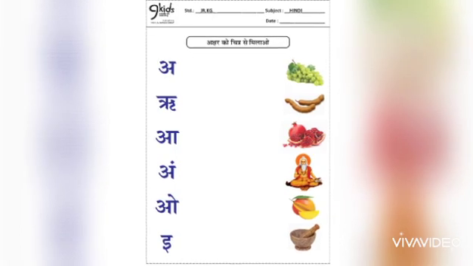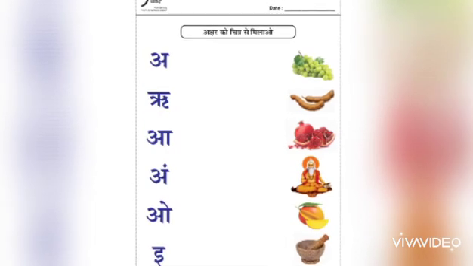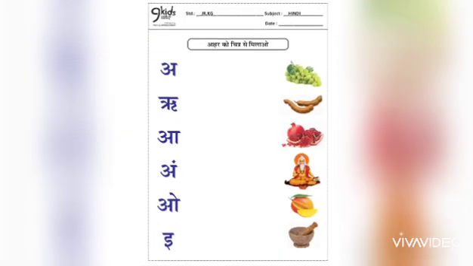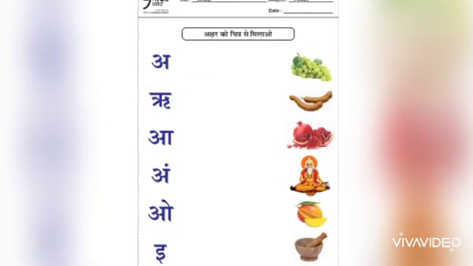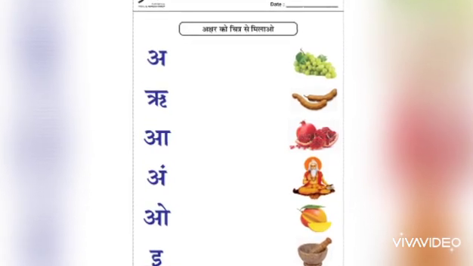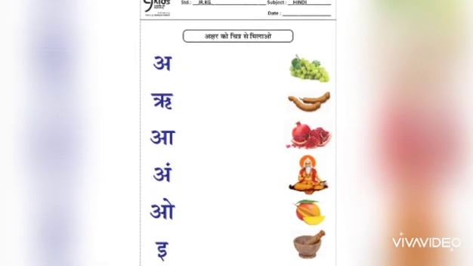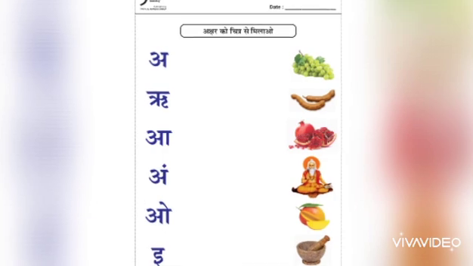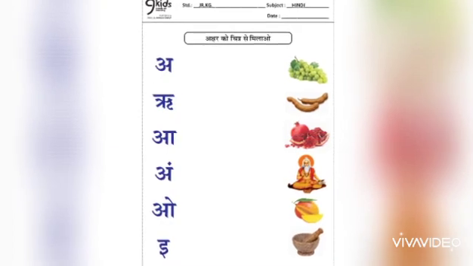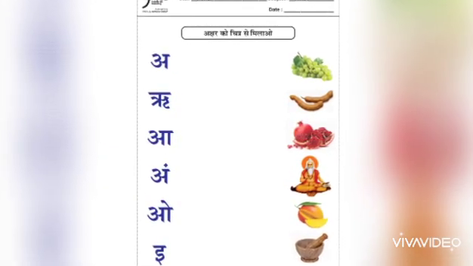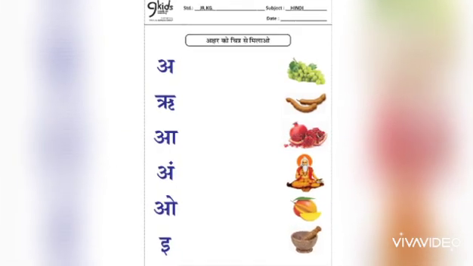Now which is the next word? आ. आ से आम. So we will match आ with आम. Now next word is an. An से अंगूर. So we will match ang with अंगूर. Now which is the next word? O. O से ओखली. So we will match O with ओखली. And last word is E. E से इमली. So we will match E with इमली.